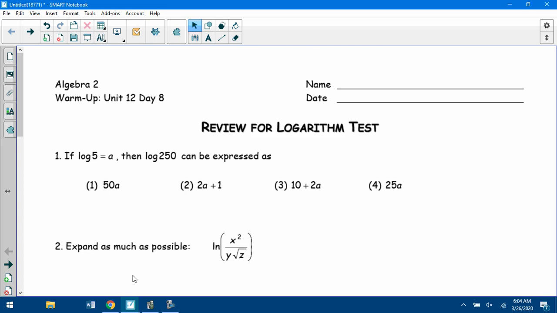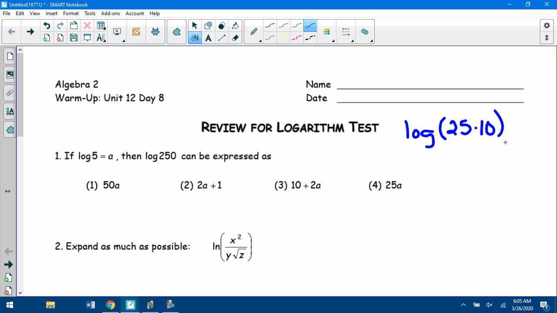Okay, if log of 5 is a, then log of 250 can be expressed how? Okay, so let's talk about the actual mathy way to do it and the way you could cheat on a test. So if log of 5 is a, I've got to get this written in terms of 5s. 250, I see 25. So if I split this up and said this was log of 25 times 10, I like that because 25 I know is just 5 squared.